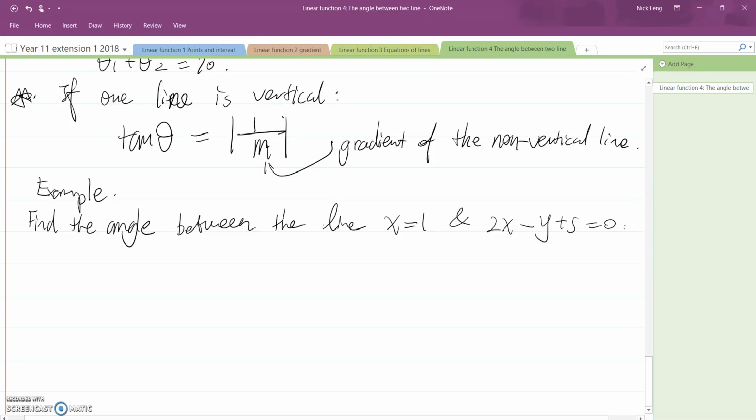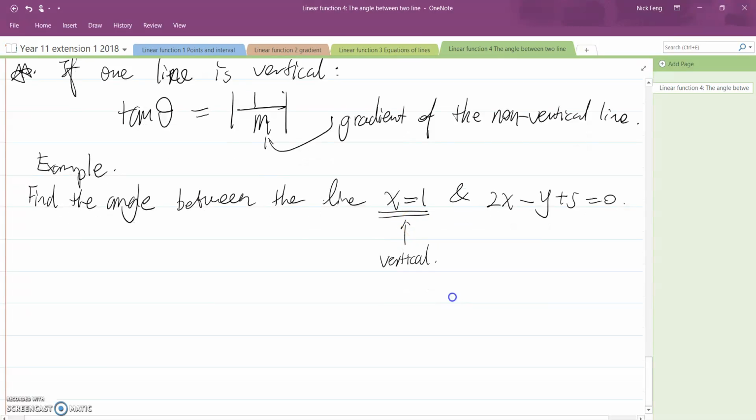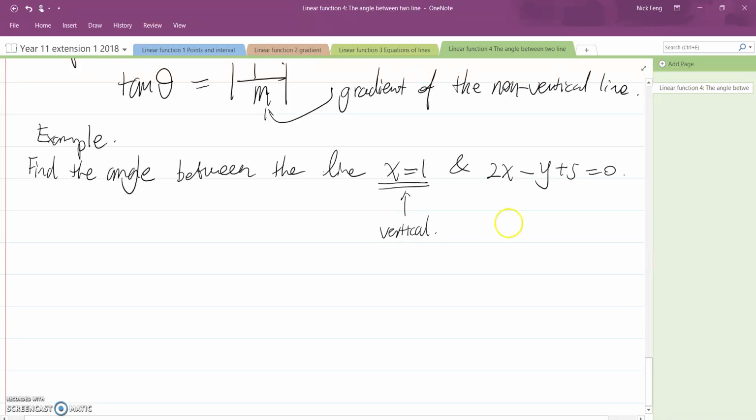Okay, so now all the vertical lines have the equation x equals something. So therefore, this is the vertical line. Since it's vertical, we don't need to worry about the gradient of this line, which is undefined. All we need to know is the gradient of this given line. So 2x minus y plus 5 equals 0. We move the y to the side that is easier. So therefore, y equals 2x plus 5. And here is the gradient.